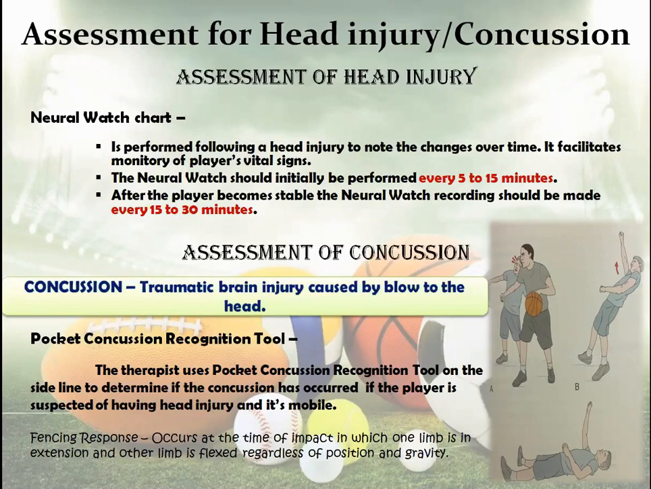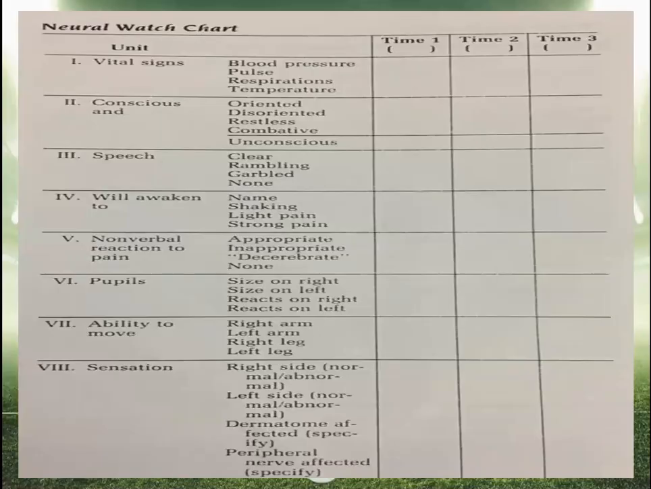This assessment should be done every 5 to 15 minutes, and after the player becomes stable, the recordings are done after every 15 to 30 minutes. In the neural watch chart, there are 8 units, which include vital signs, consciousness, speech, awakened response, nonverbal response to pain, pupil reaction, ability to move, and finally the sensation. This recording helps to note the changes in patients over time.